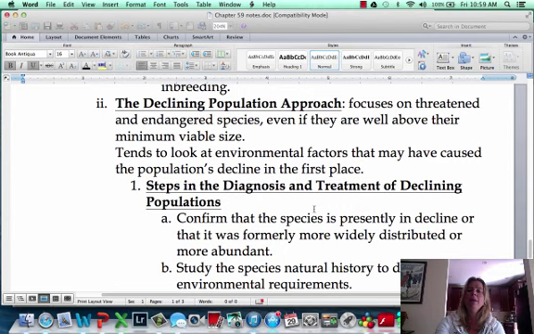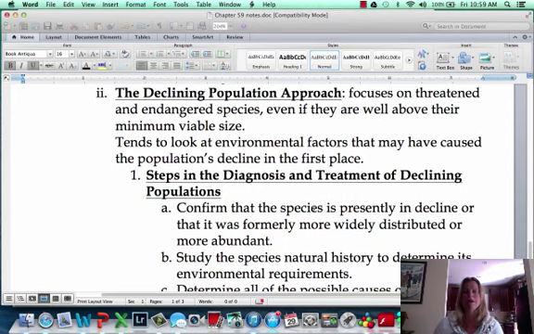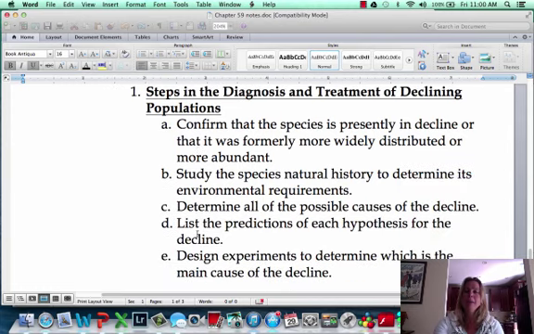Now, there's also that previous one, the small population approach, is something you would do if you came upon a population and you were like, oh my God, this is all that's left. The declining population approach is going to be something that is going to be looking at stuff well above that minimum viable population size. So this is looking at what is actually happening that is making this population just decline. So there are going to be steps in this.